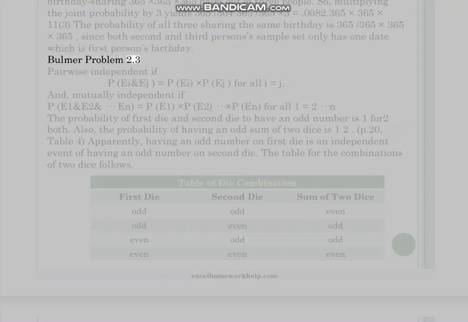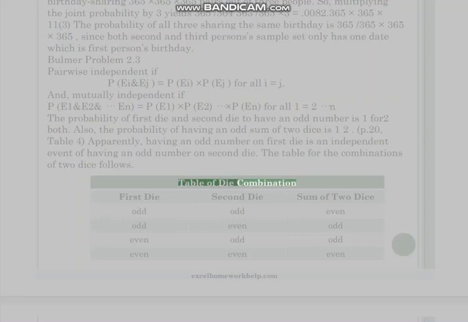Bulmer problem 2.3. Events are pairwise independent if P(Ei and Ej) equals P(Ei) times P(Ej) for all i not equal to j, and mutually independent if P(E1 and E2 and ... and En) equals P(E1) times P(E2) times ... times P(En) for all subsets of the events. The probability of the first die and second die to have an odd number is 1/2 for both. Also, the probability of having an odd sum of 2 dice is 1/2. Page 20, Table 4. Apparently, having an odd number on the first die is an independent event of having an odd number on the second die. The table for the combinations of 2 dice follows.